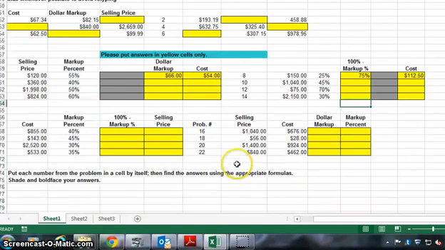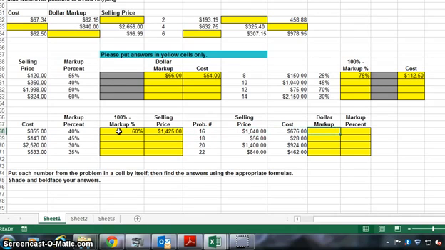Let's do one more down here where we know the cost, we know the markup percent, but it's based on selling price, and we're trying to find the selling price. So once again, we'll use this strategy here. We'll take 100% minus the markup percent. We can do that in our heads. 100% minus 40 is 60%. And when we want to find the selling price, it's a dividing problem. Take the cost and divide it by, not the 40, but by the 60%. And you'll get the selling price.